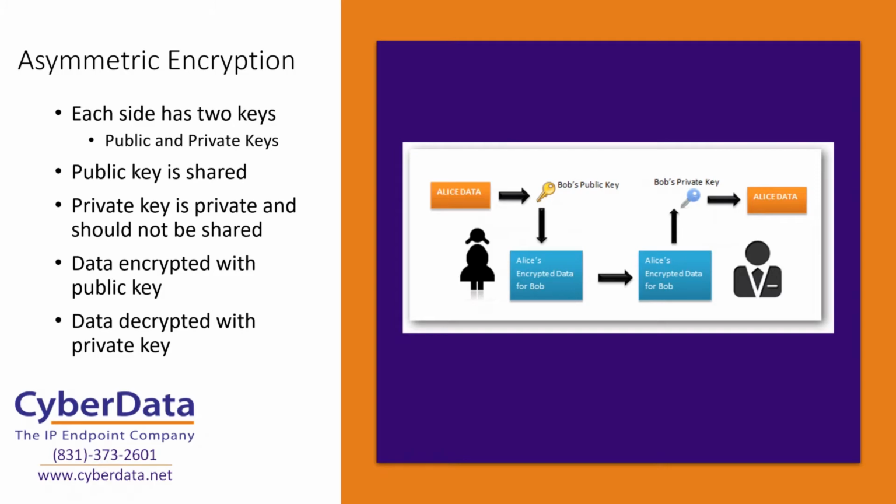Anybody that tries to decrypt it with Bob's public key, it's not going to do anything. It's just going to still end up being garbled. It's not going to make any sense. So Bob will go and unsign it with his private key. He'll decrypt it, and then he'll be able to read the test results that he got from Alice.